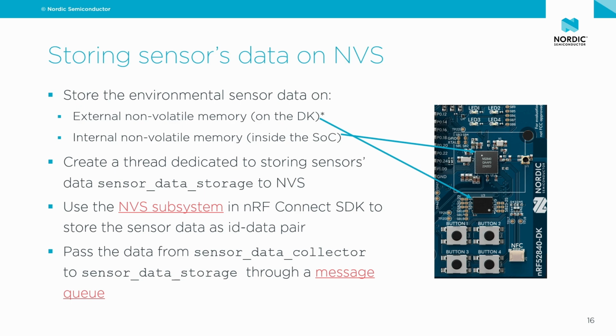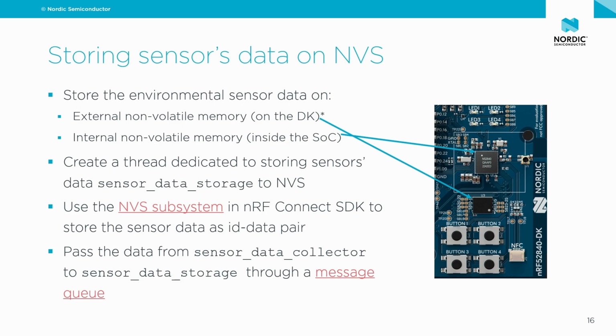It will use a subsystem in nRF Connect SDK called NVS. In nRF Connect SDK, you have options when it comes to storing data permanently. You even have various types of file systems available for different application requirements. We use the NVS that allows us to store data on non-volatile memory as ID data pairs. It's suitable for the type of data we have at hand here.